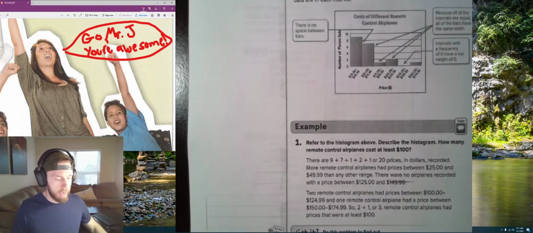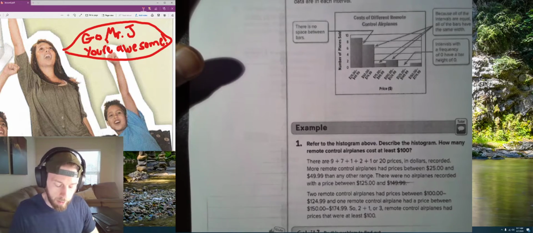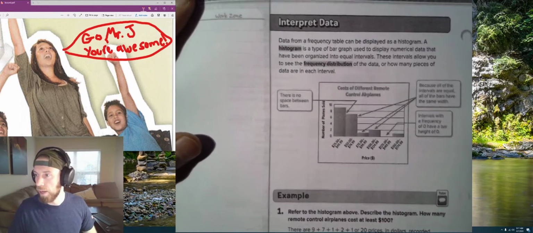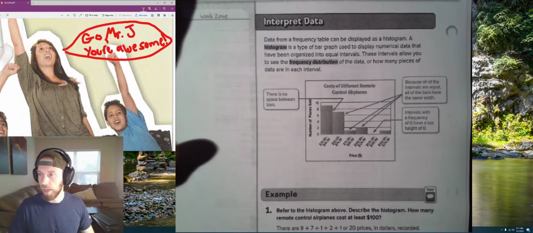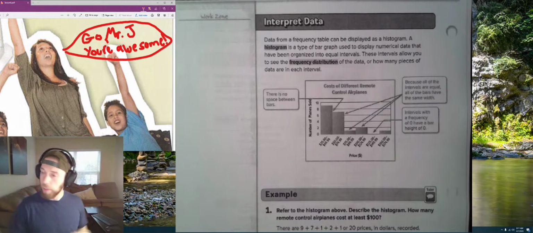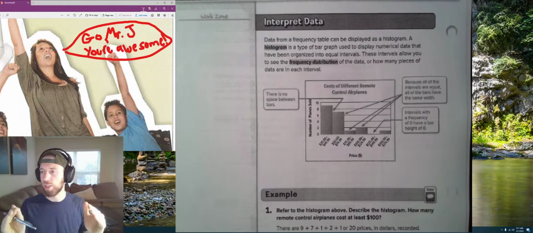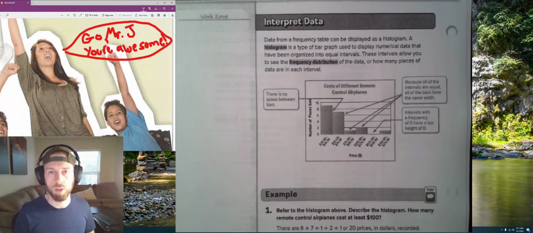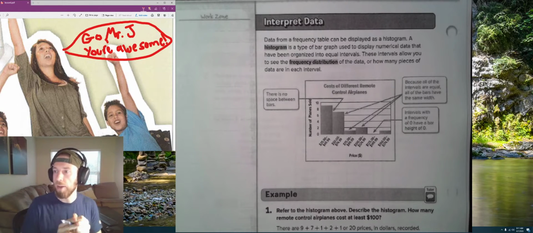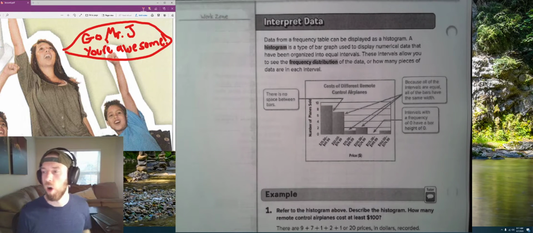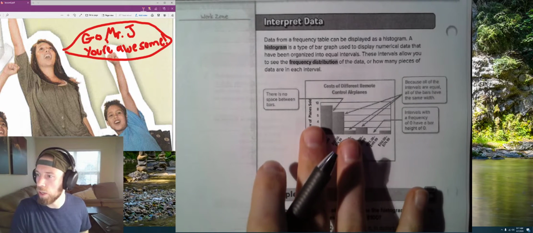And the reason we need a frequency table is to help us make a histogram. And as you can see here, looks a lot like a bar graph. Okay? It says here, data from a frequency table, which is one of the things we just made, can be displayed as a histogram. A histogram is a type of bar graph used to display numerical data. Numerical means numbers. To have been organized in equal intervals. Again, important, like I described, those intervals must be equal. These intervals allow you to see the frequency distribution of the data, or how many pieces of data are in each interval. So here we have the costs of different remote control airplanes.